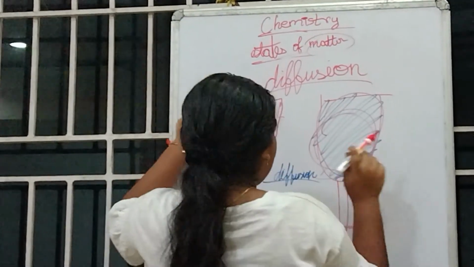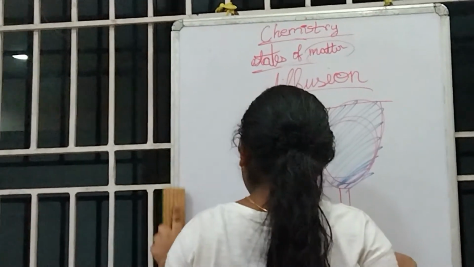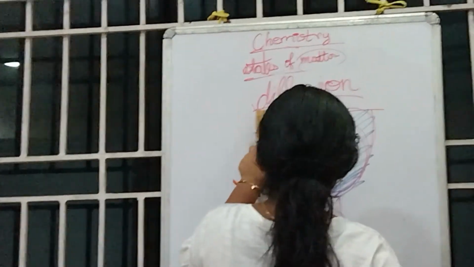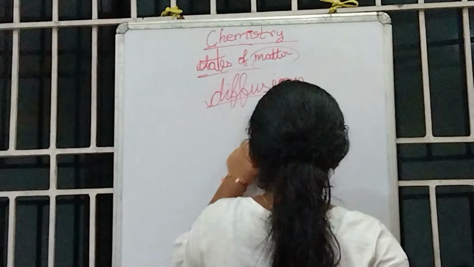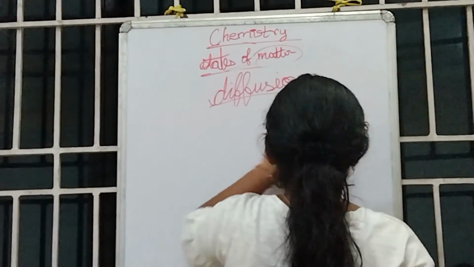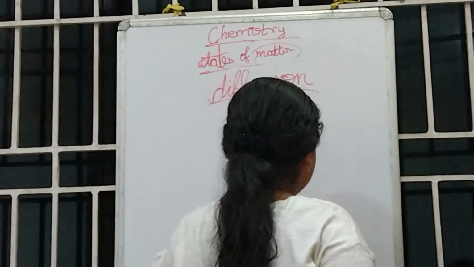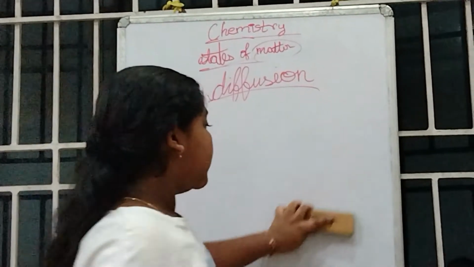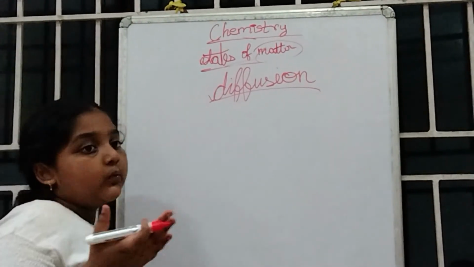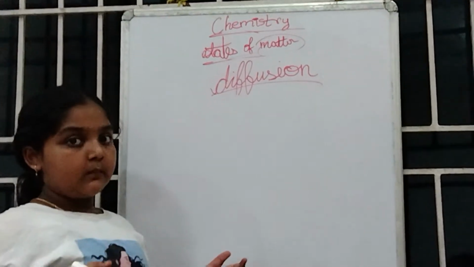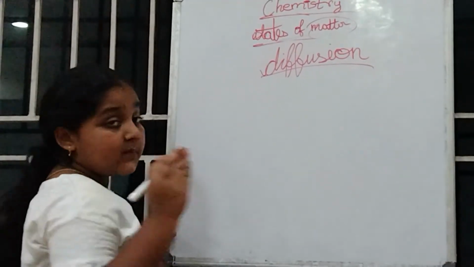Next, we have seen this one, liquid diffusion. Next, we can see diffusion in gas. The liquid part is fairly free, right? That's why liquid particles easily mix with the colored particles.